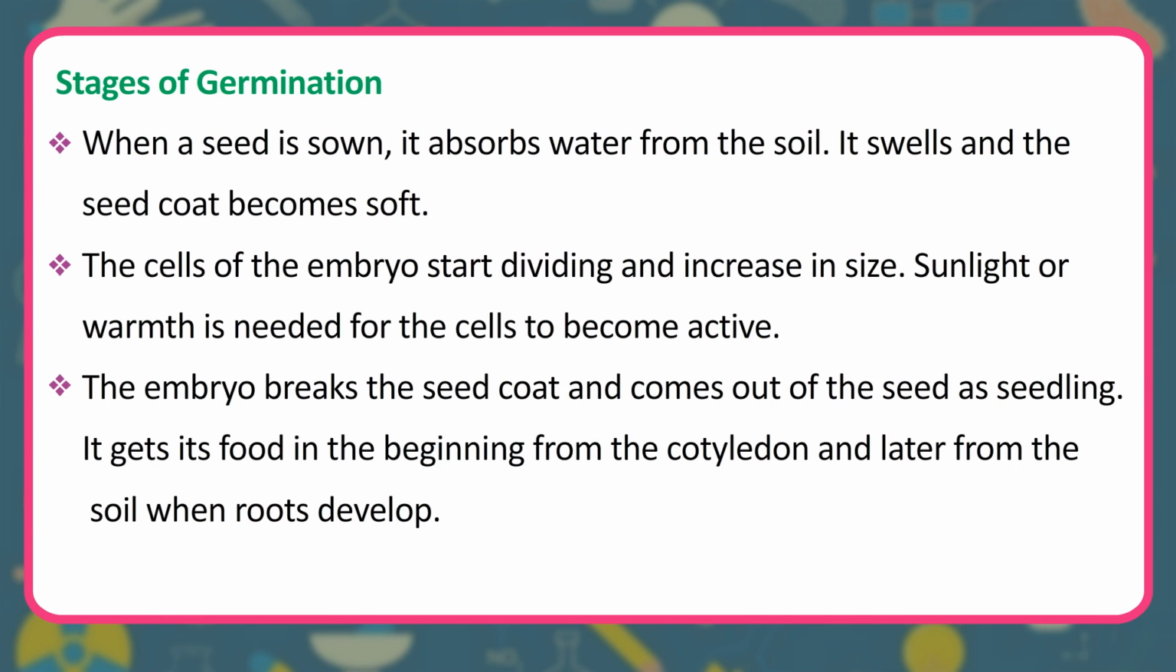Stages of germination. When a seed is sown, it absorbs water from the soil. It swells and the seed coat becomes soft. The cells of the embryo start dividing and increase in size. Sunlight or warmth is needed for the cells to become active. The embryo breaks the seed coat and comes out of the seed as seedling. It gets its food in the beginning from the cotyledon and later from the soil when roots develop.